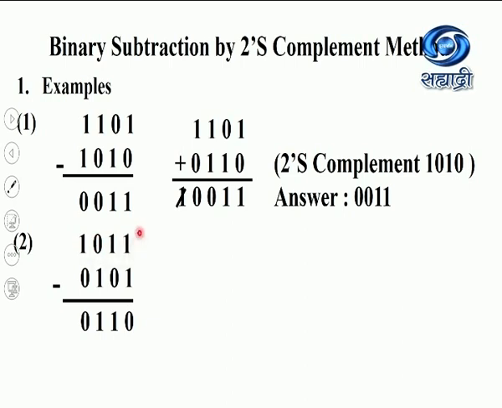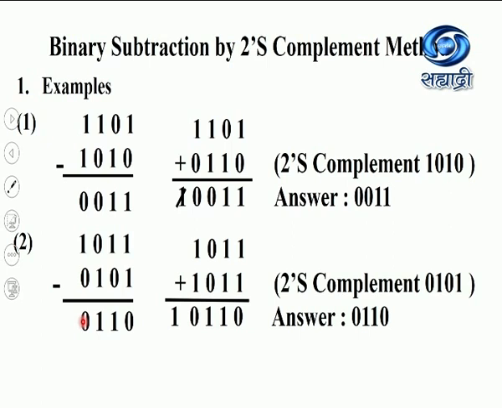1011. To that number we are going to subtract the number 0101. Let us start with the LSB. 1 minus 1 is 0, 1 minus 0 is 1, 0 minus 1 by borrowing 1, here the difference is 1, and again 0 minus 0, the subtraction is 0. Now let us solve the same example with the 2's complement method.